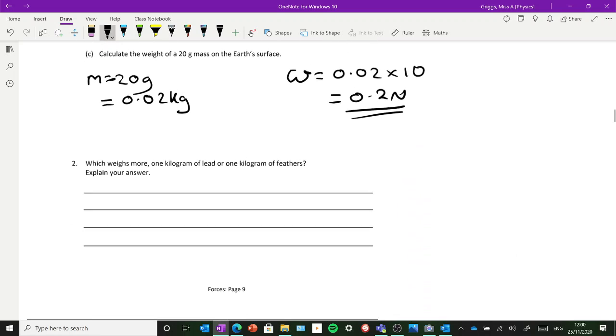And question 2, which weighs more? As you said, it's a trick question. 1 kilogram of lead or 1 kilogram of feathers? Explain your answer. Do you want to go for it? Yeah, because they're both 1 kilogram each. Okay, 1 kilogram of lead will be about that big. 1 kilogram of feathers would be like huge, lots and lots of sacks of feathers. Yeah, they both have 1 kilogram of matter in them.